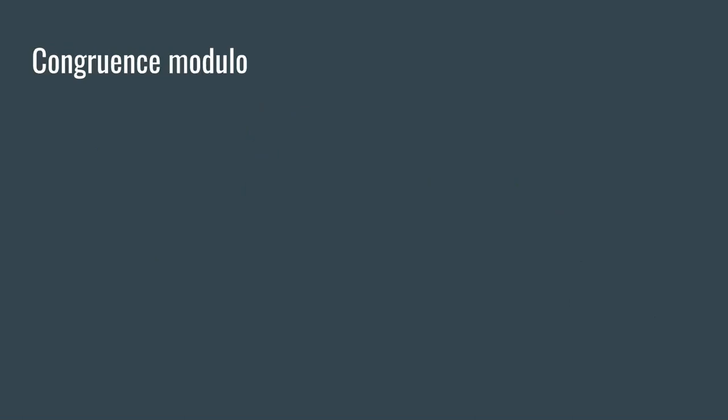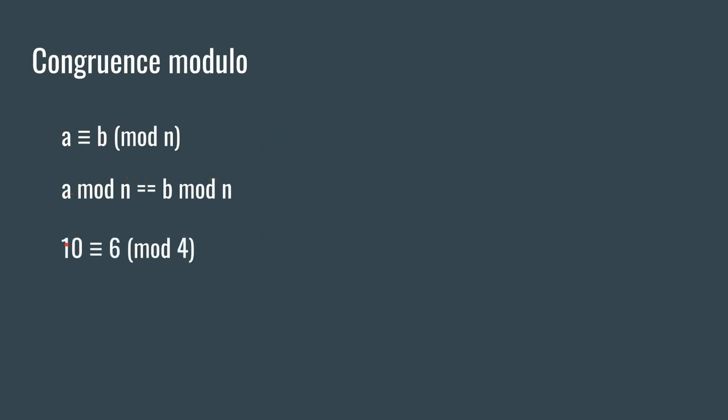And one of the building blocks of RSA, the math behind it, is this congruence modulo operator. So it's similar to the mod operator, but it's written with this three-bar syntax. And the way you read this is A is congruent to B mod N. Another way to write this out is that A mod N is equal to B mod N. We could say that 10 is congruent to 6 mod 4 because 10 mod 4 is equal to 2 and 6 mod 4 is equal to 2. So this operator is featured heavily in RSA.